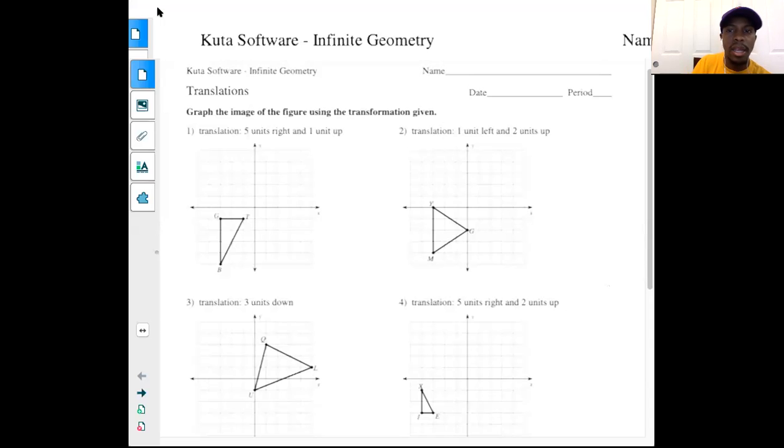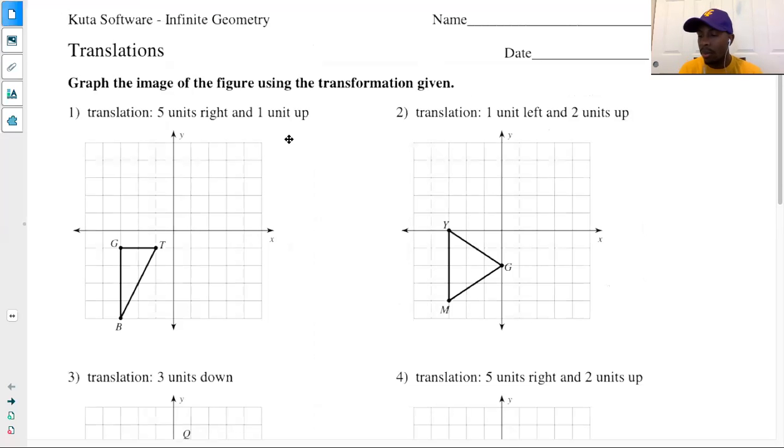All right, so you should be seeing my screen right here. I'm going to start with number 2. It says translation, which is one of the transformations that we're working on. They give us the pre-image, which is YMG. They want us to translate this 1 unit to the left and 2 units up. You should be able to recognize that you can turn it into the actual translation notation. But if you don't, let's just follow the instructions. Every single point, we're going to move 1 unit to the left and 2 units up. So if I take Y and I go 1 unit to the left and 2 units up, it ends up right here. This is my new point.